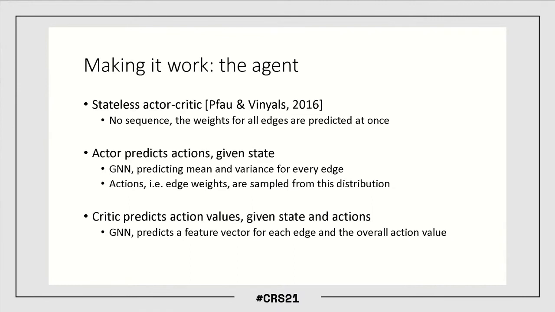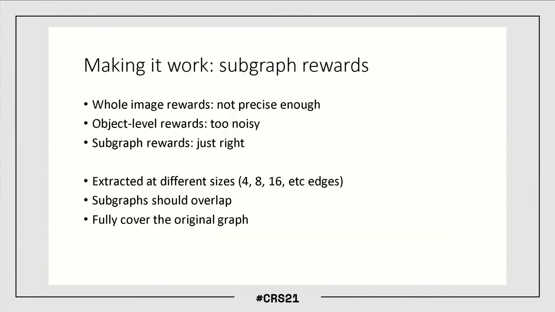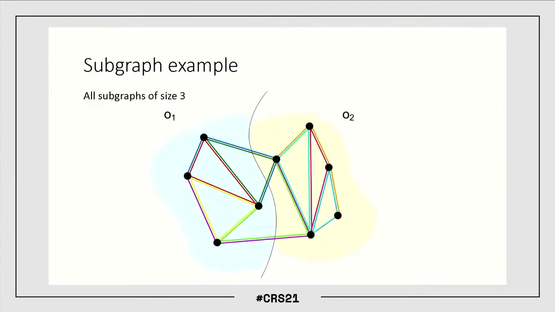So what actually happens in there is that the critic, in this case, becomes in a way a surrogate approximator for these non-differentiable rewards that we have composed out of our prior knowledge. Right, and to make it work, we found that we really have to figure out how to make it work on subgraphs, because the whole-image rewards are not granular enough and object-level rewards are too noisy. So you need to be able to extract subgraphs, which we do at different sizes. They should overlap so that you have a smooth reward, and they should fully cover the original graph. So it's not a very difficult problem. And here you can see an example of all these subgraphs of size 3 in this kind of two-object thing.